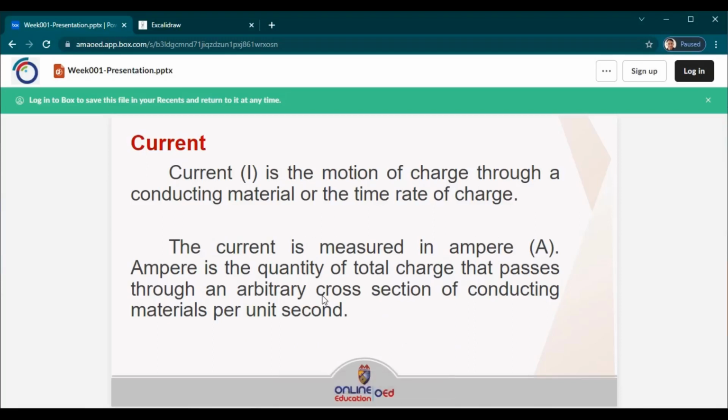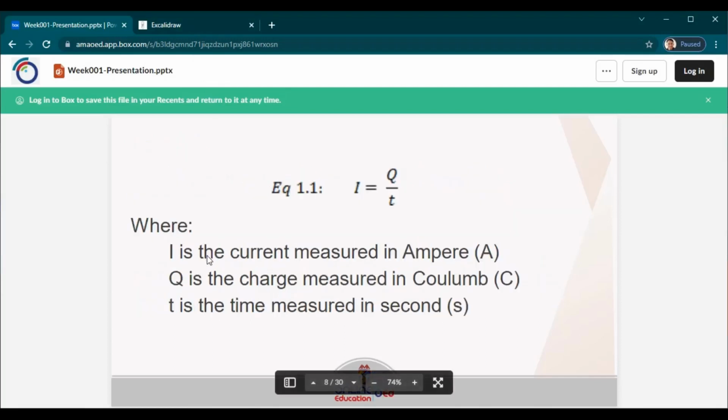Next, we have current. Current is the motion of charge through a conducting material or the time rate of change of charge. The current is measured in ampere. The current uses the symbol capital letter I, and the ampere uses the symbol capital letter A. So ampere is the quantity of total charge that passes through an arbitrary cross section of a conducting material per unit second. So this is a formula for current in terms of charge.